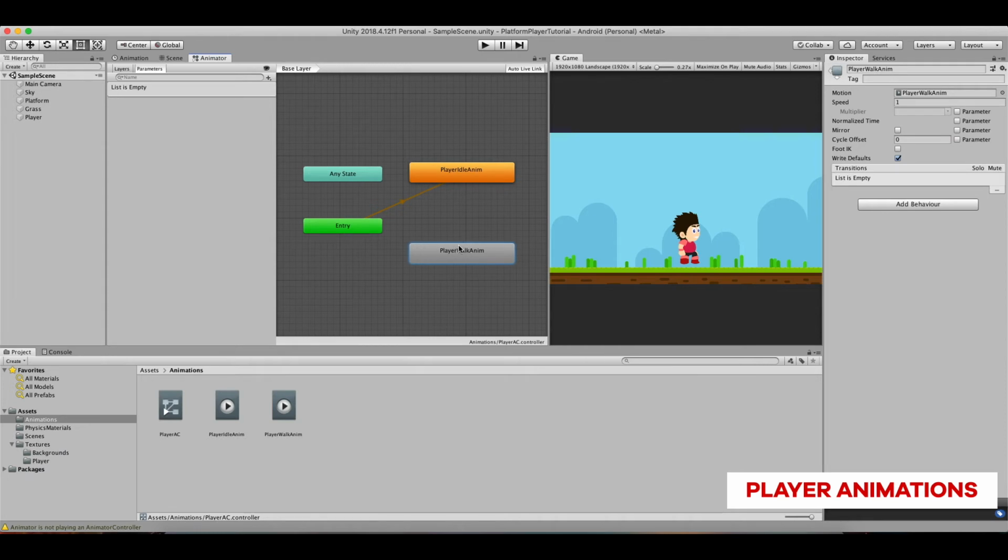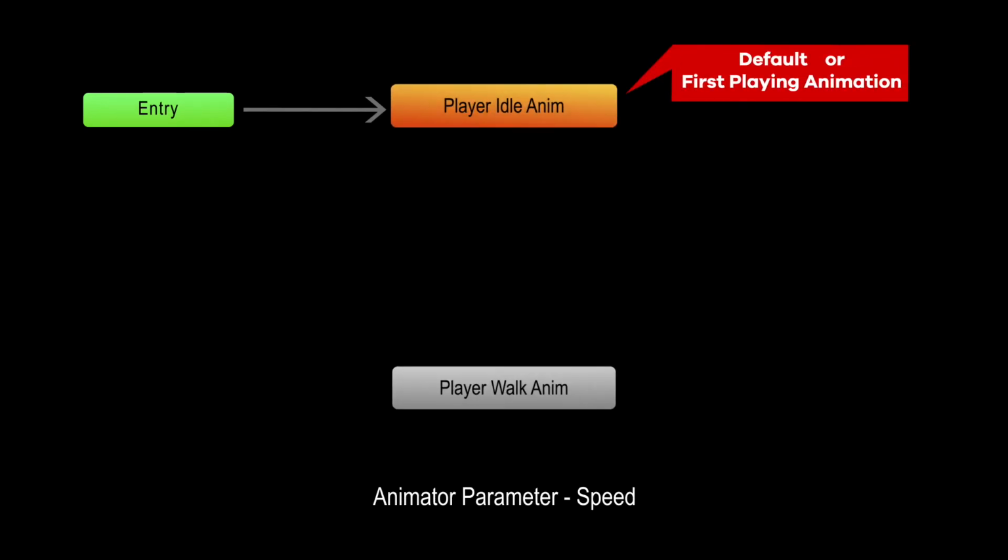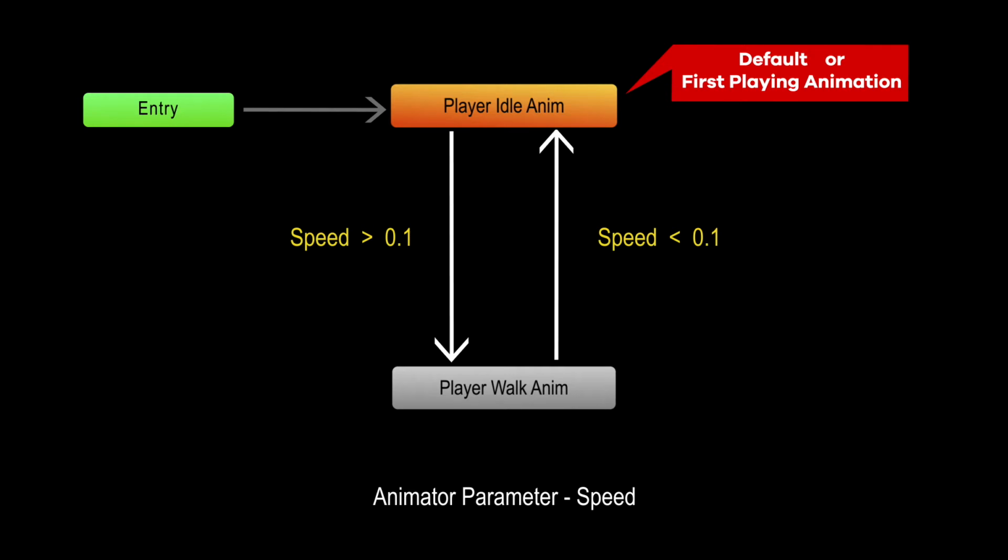Now we have two states ready for both animations in the Animator window. Let's understand our animation setup. By default, our idle animation will play and we need a condition based transition to switch from one state to another. We will create a speed parameter for this purpose. If the speed value is greater than 0.1, then the player will switch to walk or run animation. If the speed value is less than 0.1, then the player switches back to idle state or animation.